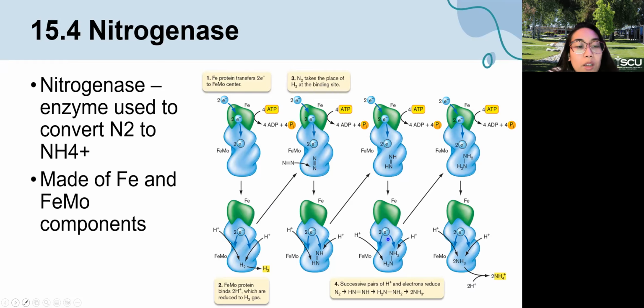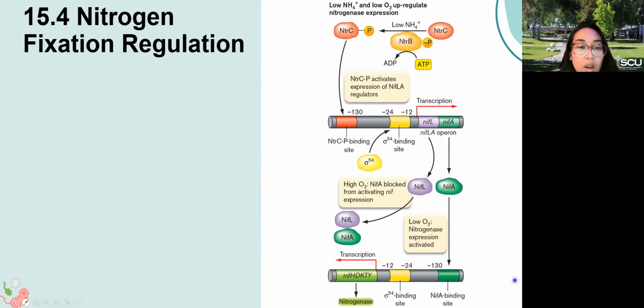And then bacteria regulate their nitrogenase depending on if NH4 is present, right? So this whole enzyme's purpose is to produce NH4. Now, if there's already a lot of NH4, there's no point in making this enzyme. Notice how much ATP is being used. It's a very costly enzyme and a very costly process. So if there's already an abundance of NH4, there's no need to be making this enzyme. So we're going to talk about the regulation of this nitrogen fixation. The gene cluster that makes nitrogenase is this whole thing right here, NIF-HDKTY.